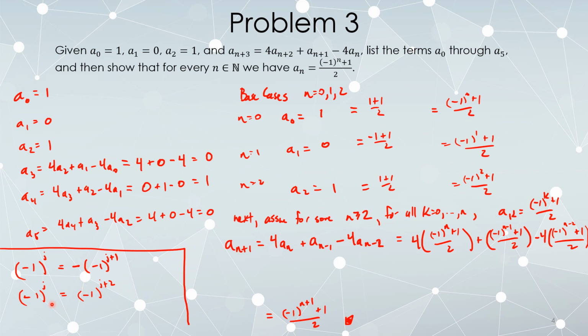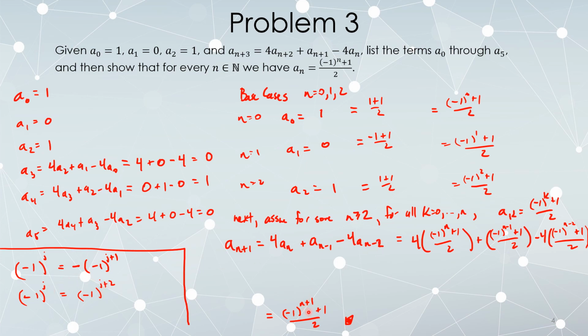Okay, or alternately, if j is even, so is j plus 2. If j is odd, so is j plus 2. So these are always equal. So if you want to adjust a power of -1 by 1, just change a plus to a minus or a minus to a plus out in front. If you want to adjust a power of -1 by 2, just go ahead and do it. It's going to be the same number.